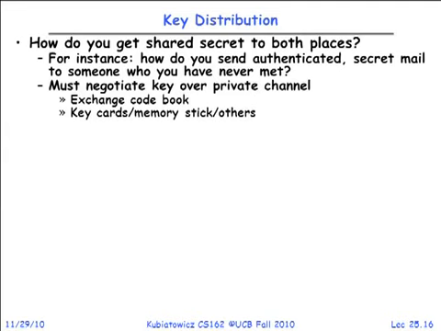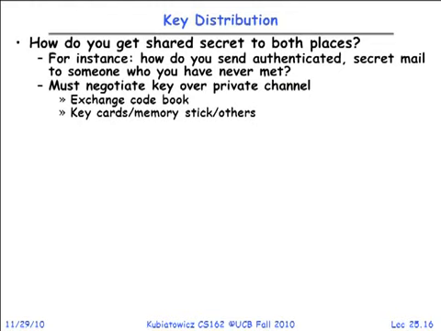Well, you exchange a code book. So you have your key in a book which gets passed by hand to somebody else, and eventually it makes it to Bob, and as a result, you now both have the keys. Or maybe there's a key card that's got information on it, or a memory stick or something like that, and you have to physically move something from point A to point B, and when you're done, you both have the key. Now this is certainly one way to do it.